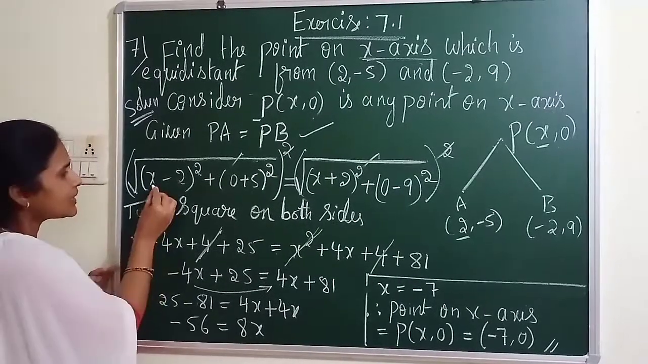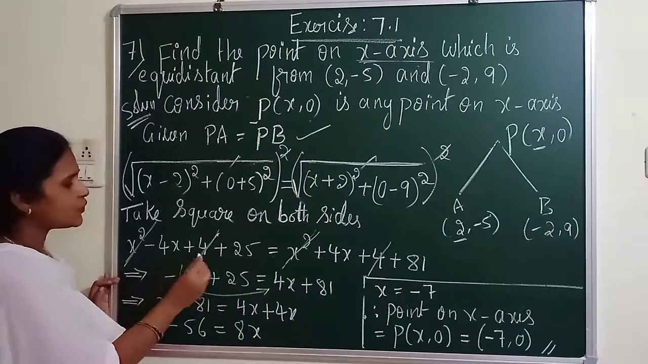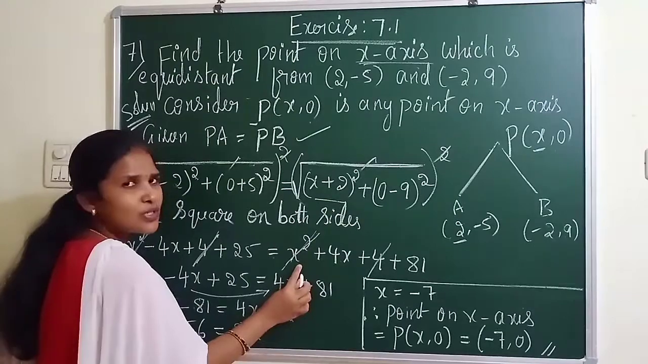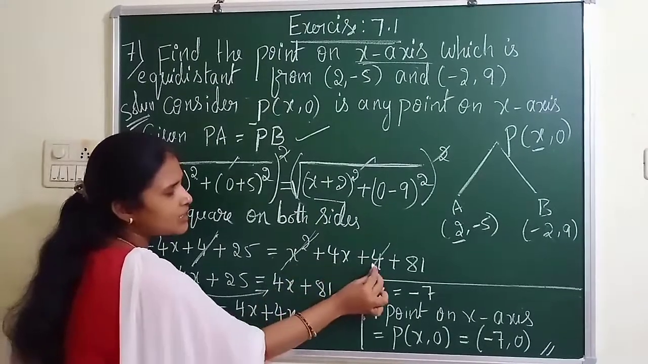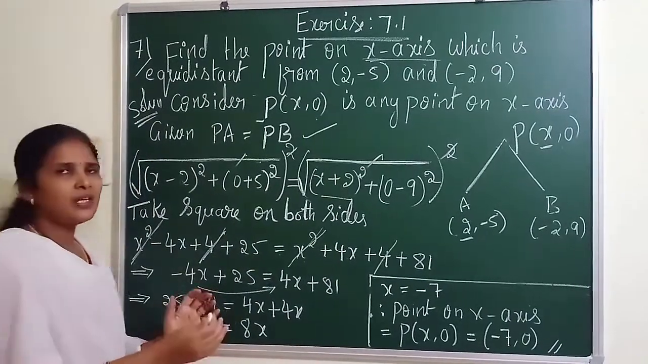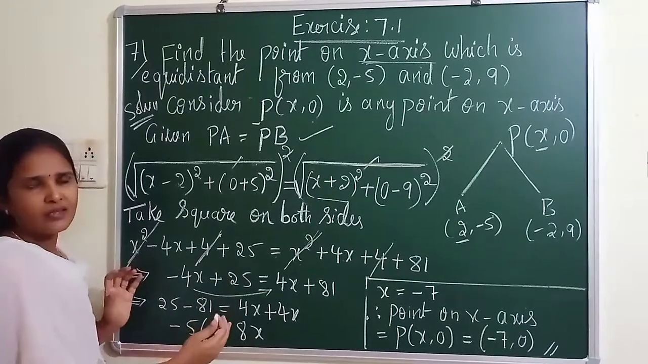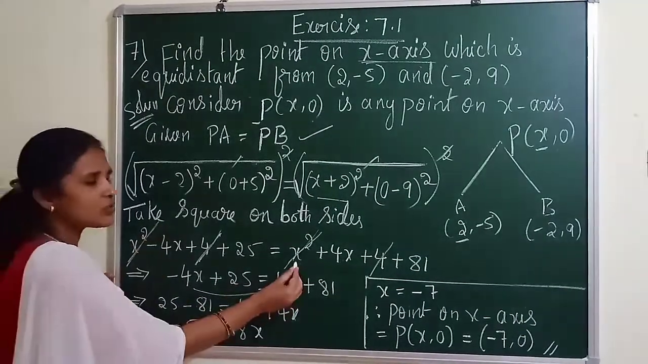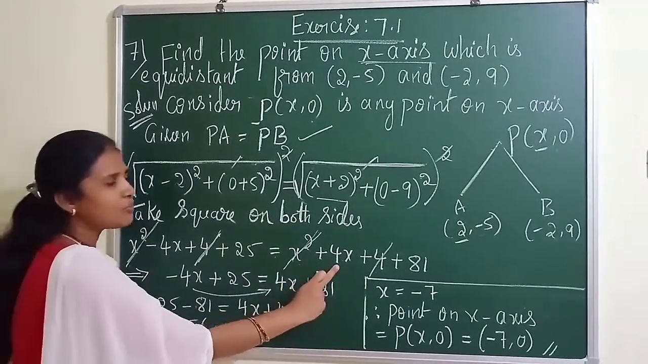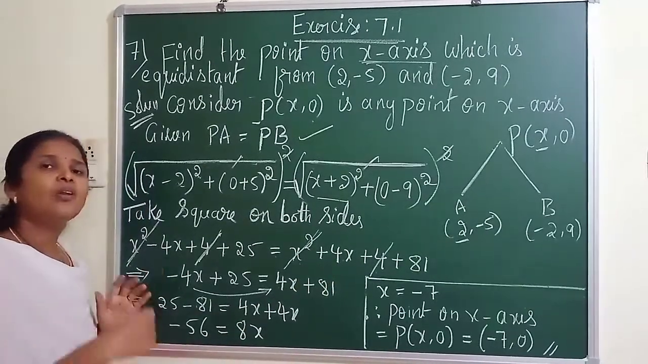Now what is remaining? (x minus 2) whole square. Apply the (a minus b) whole square formula. You will get x square minus 4x plus 4, and 5 square is 25. Here apply the (a plus b) whole square formula. You get x square plus 4x plus 4, plus 9 square which is 81. Instead of shifting the right hand side to the left hand side, check which terms are equal on either side and cancel them. So x square and x square are equal, and 4 is equal. Here you can see minus 4x and plus 4x are equal but with different signs, so you cannot cancel them because they are on either side.